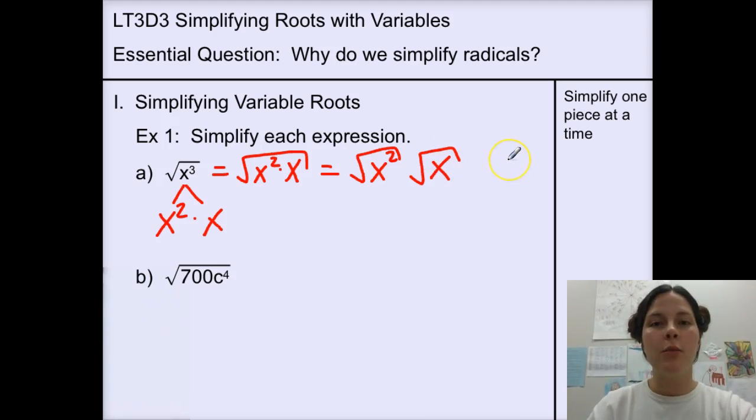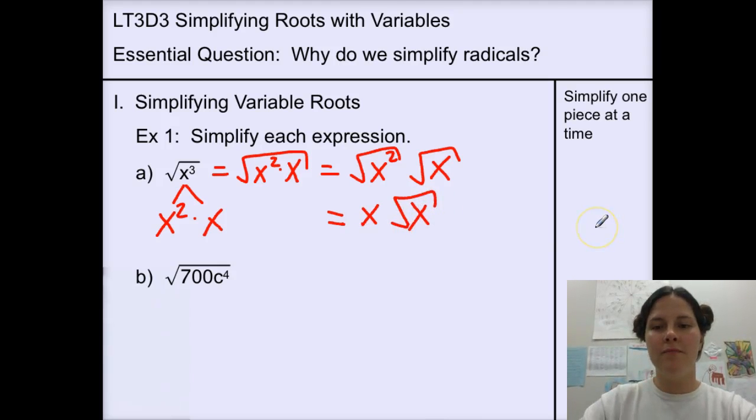And remember that a square root and a square undo each other. They're what are called inverses. So if you take a number like 2, square it to get 4, and then take the square root, you get 2 back. The same thing happens with a variable. The square root of x squared is x, and then we have the x left over under the radical.